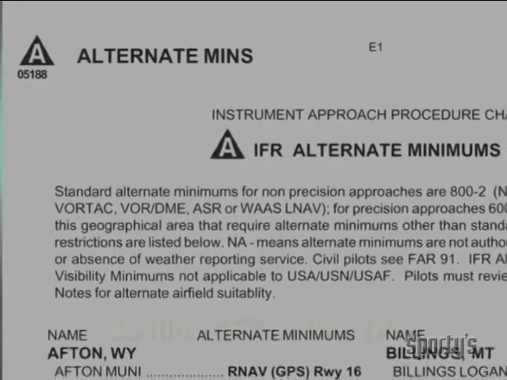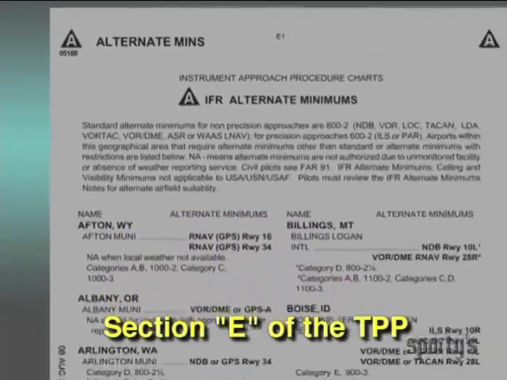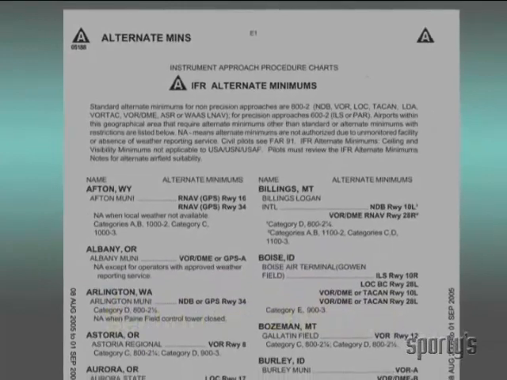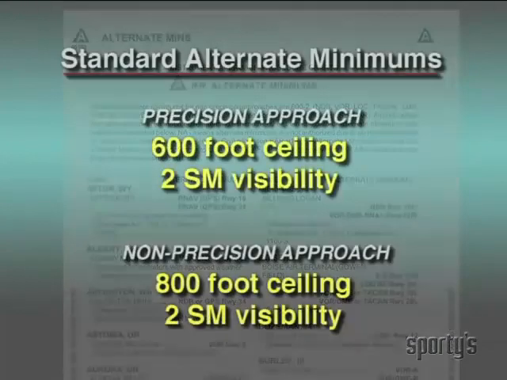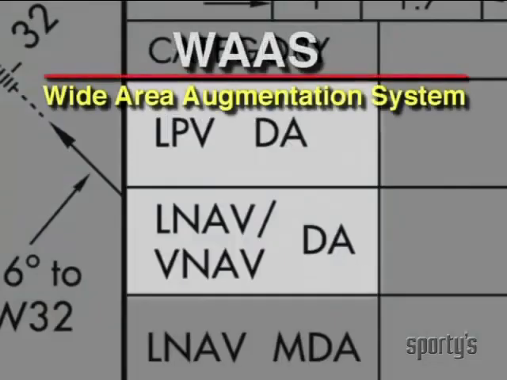Further, the rules require that to be used as an alternate, an airport must have a forecast of conditions equal to or better than the alternate minimums listed for the airport. If no alternate minimums are specified, the basic requirement is for a ceiling of 600 feet and a visibility of 2 statute miles if the airport has a precision approach, or an 800-foot ceiling and 2 miles visibility if there is a non-precision approach. GPS WAAS approaches have a glide slope, but they are not considered to be precision approaches.